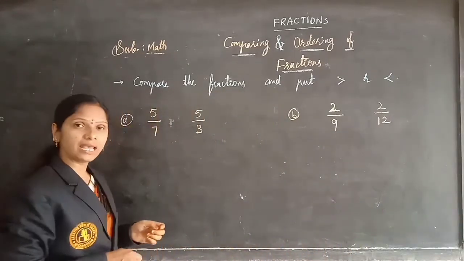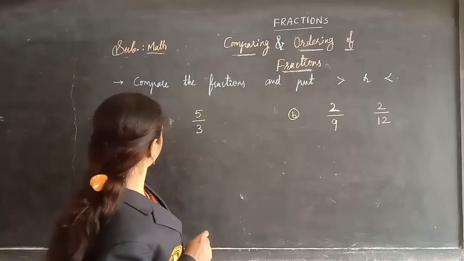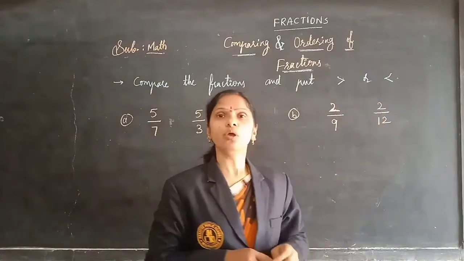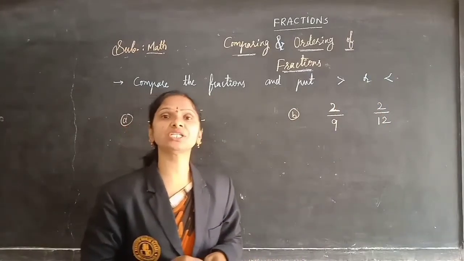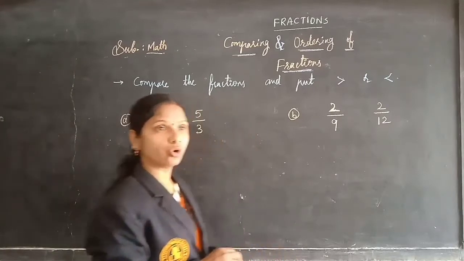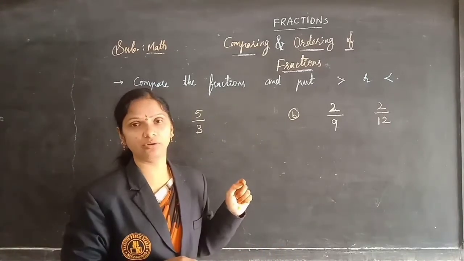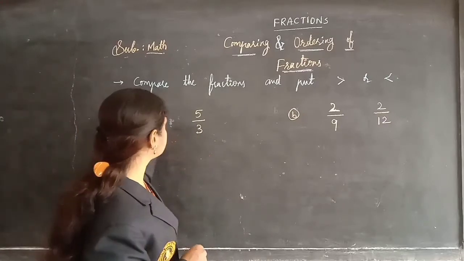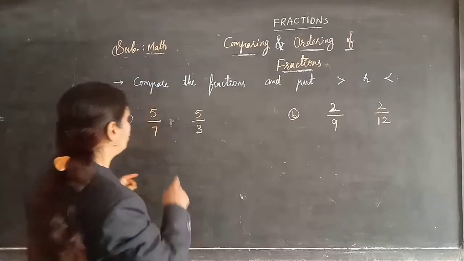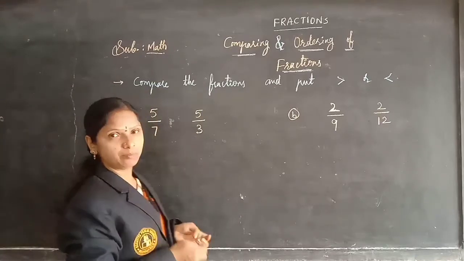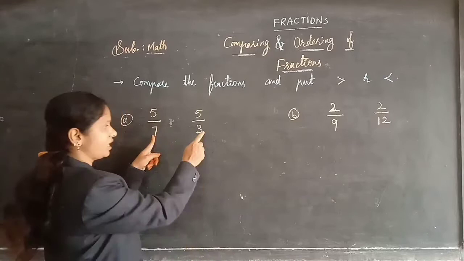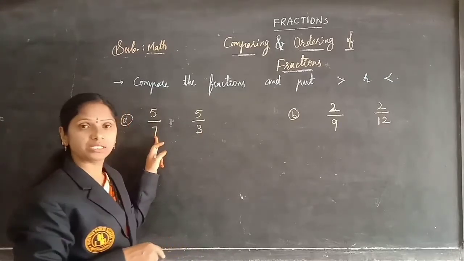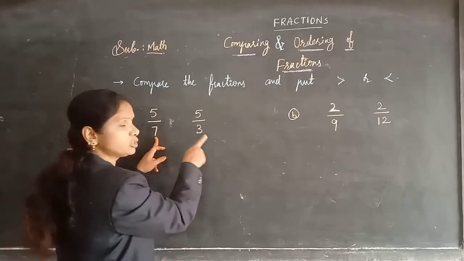So for these unlike fractions, what you can observe is that the numerators are the same. If in the unlike fractions the numerators are the same, then you compare the denominators, children. When unlike fractions have the same numerator, you should compare the denominators, nothing but 7 and 3. Which is bigger, 7 or 3? 7 is bigger in these two denominators.